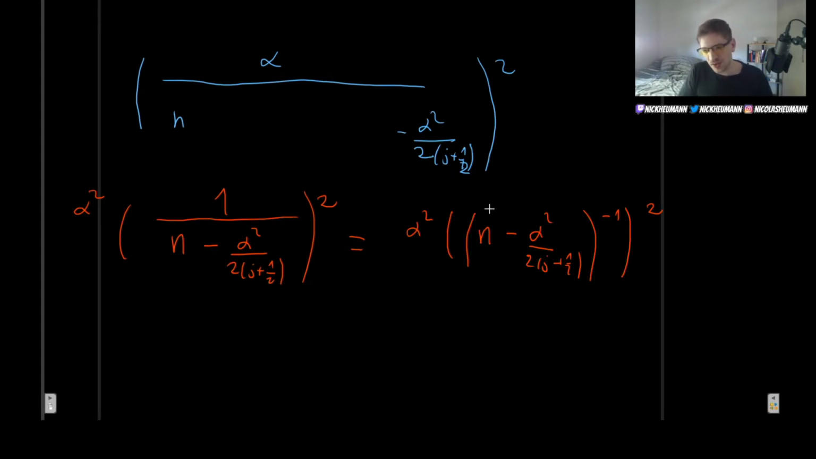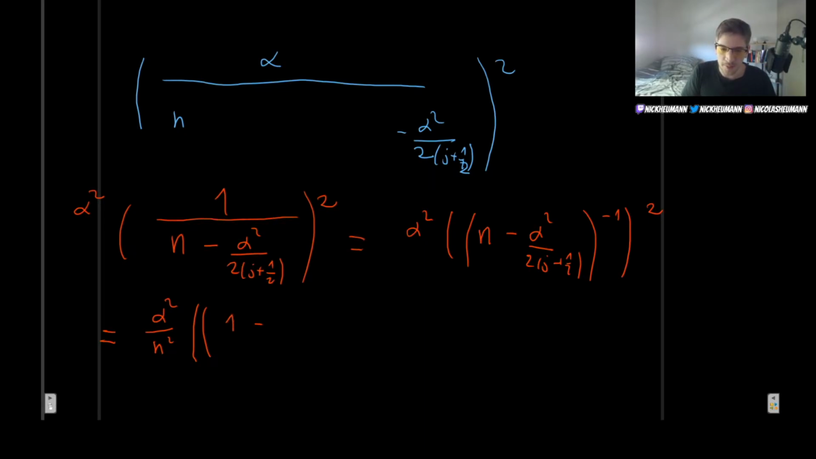So the thing is, this is slowly working its way to look like something where we can use the binomial theorem again. So if we factor out this n, we can make it much clearer. So we can write it as alpha squared divided by n squared times, then what do we have?